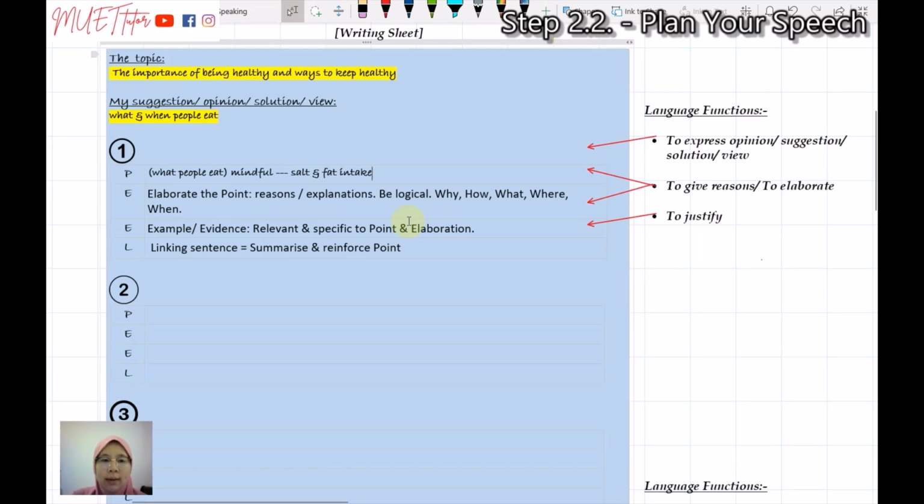And then when elaborating the P, the first E, look at the keywords in the P or the point and write sentences with logical details that support, justify, and develop the P. These logical details could either be reasons, explanations, or descriptions. Another way that can help you find ideas is by asking yourself the WH questions: why, how, what, where, or when.